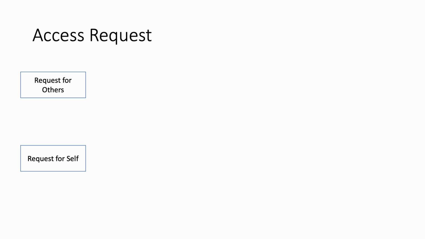There are two types of requests. One is request for others and the other is request for self. The request for others option allows a manager or another authorized individual to request access for someone else, for example, subordinates. Request for self. Here, a user requests access for themselves to perform tasks or get access to systems they need.